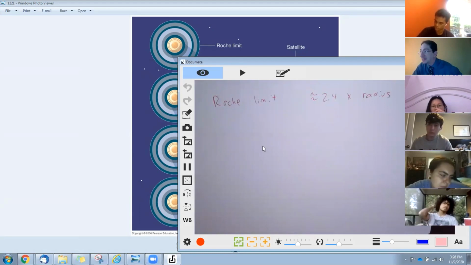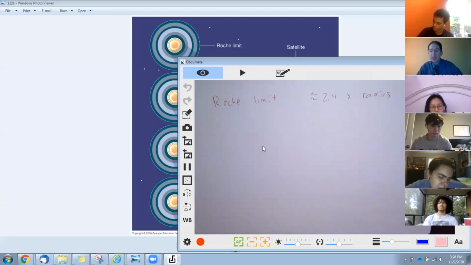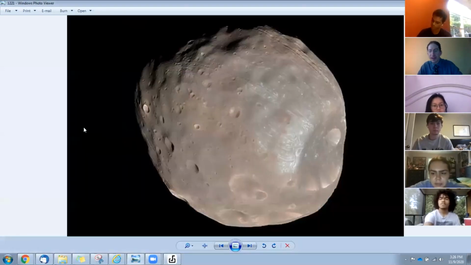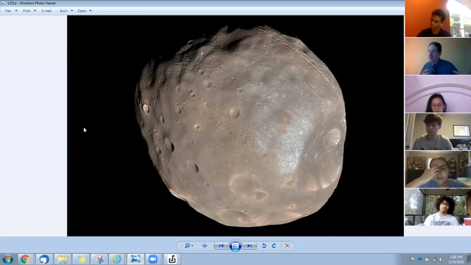If it's a little bit less dense, it will fall apart farther out. A little bit more dense, it can get a little bit closer before it falls apart. But this is the rule of thumb, works in most cases. And I'll show you some examples here. This is Phobos, which is the moon that's closest to Mars. It's not in the Roche limit yet. It's moving closer to Mars each year, but you can see the tidal stretching.